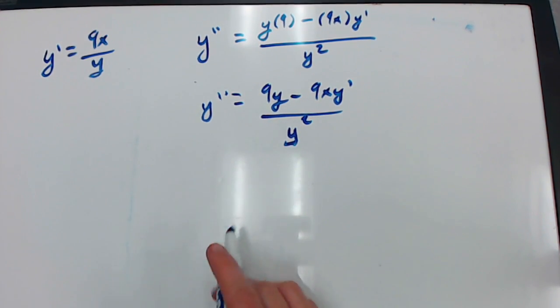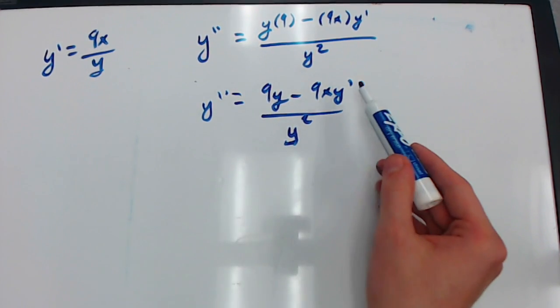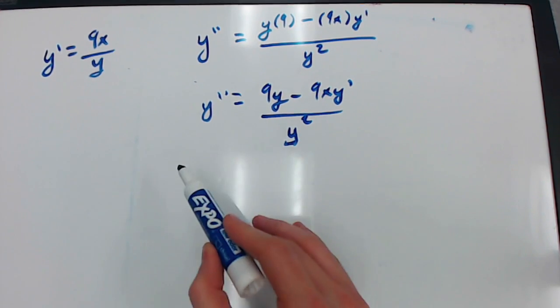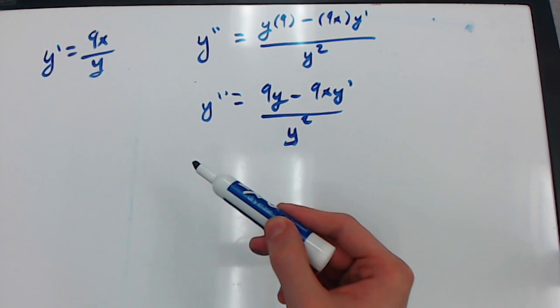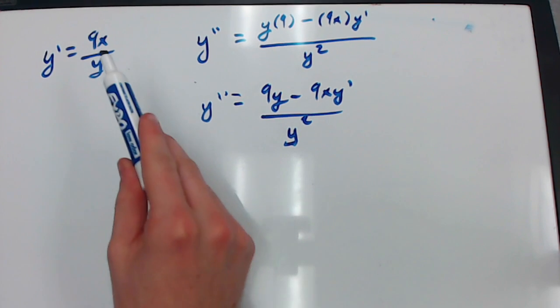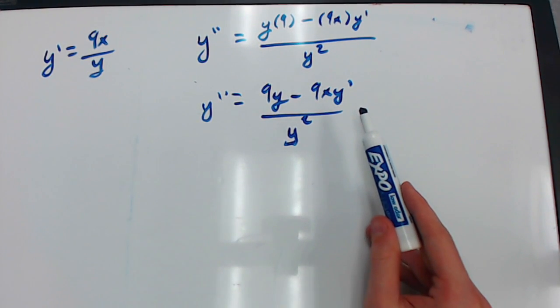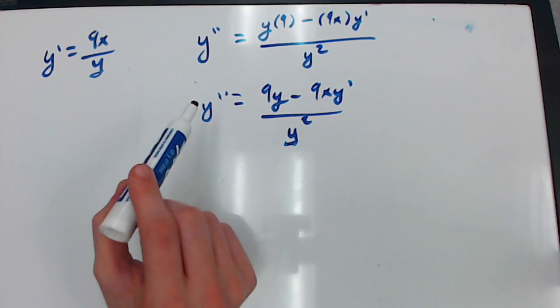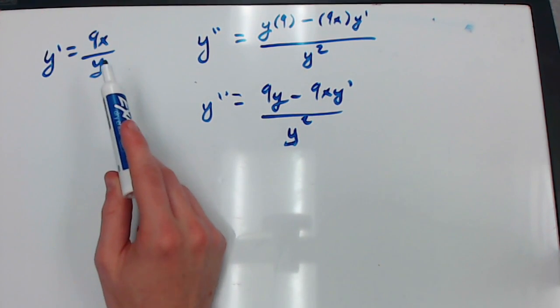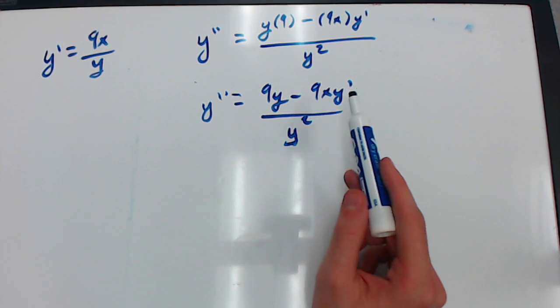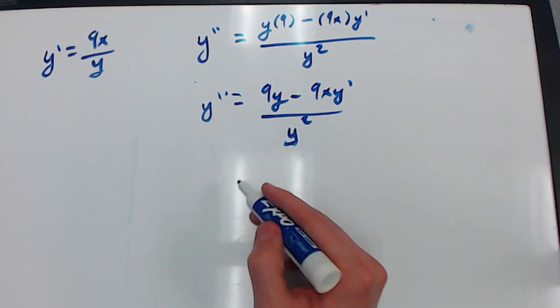Now the issue is that we're left with a y double prime and a y prime, and we want everything simply in terms of x's and y's. So to do so, we must substitute our first derivative in place of y prime. So this is in order to complete the problem. So we have y prime is equal to 9x over y. So we can replace y prime with 9x over y.